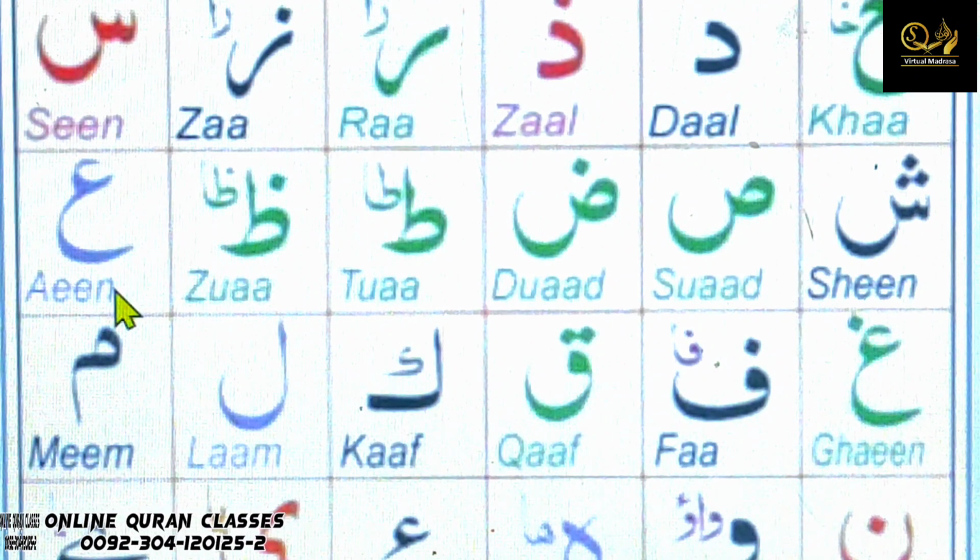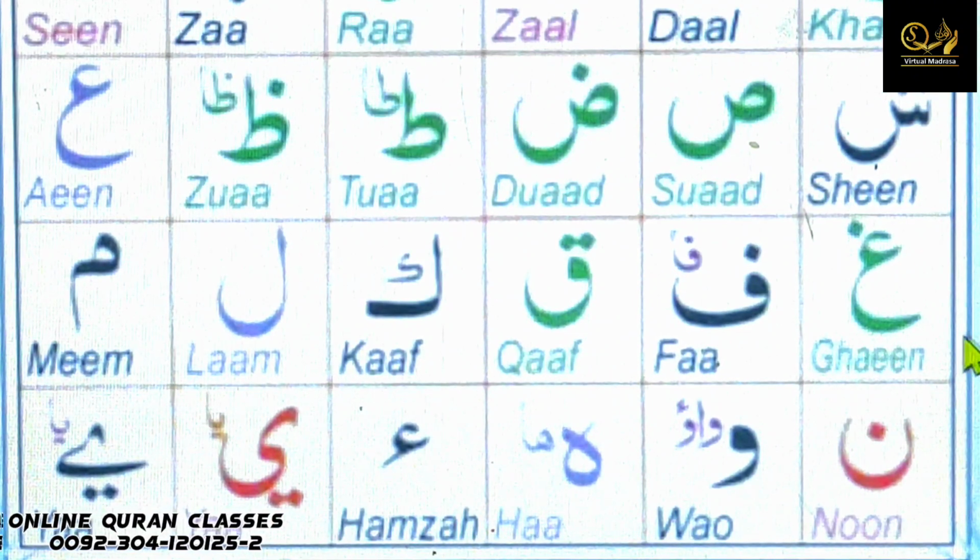This next letter name is Ain. Ain is from the throat, middle or center region. We stretch this letter for 5 seconds.